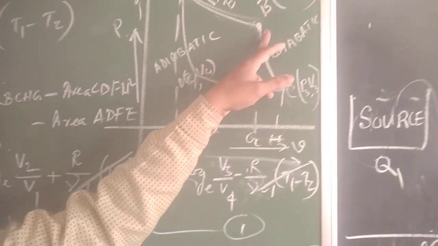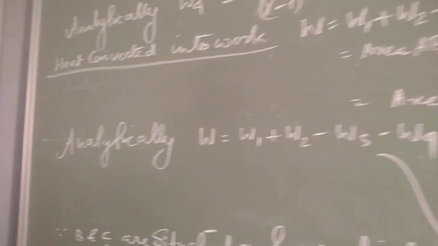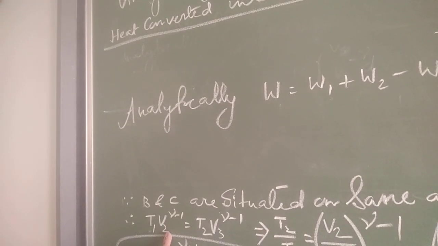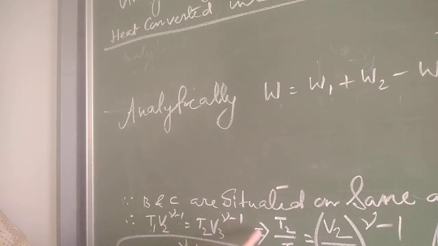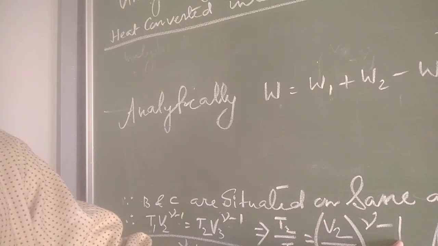Now, as we know, B and C are in the same adiabatic. So we can say T1 V2 to the power gamma minus 1 is equal to T2 V3 to the power gamma minus 1. Because the temperature at B is T1, volume at B is V2, temperature at C is T2, volume is V3. We know the formula TV to the power gamma minus 1 equals constant. So we can write T1 V2 to the power gamma minus 1 equal to T2 V3 to the power gamma minus 1. It implies that T2 by T1 is equal to (V2 by V3) to the power gamma minus 1.